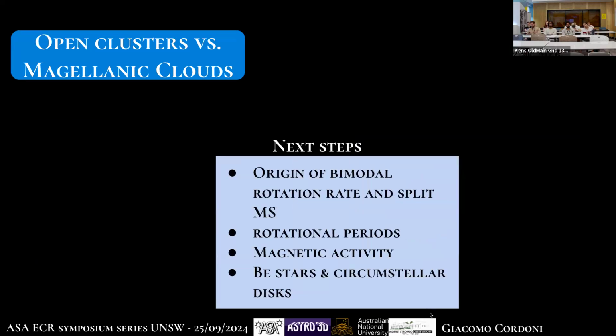So the next step would be to understand what is the origin of the bimodal rotation rate in Magellanic Cloud clusters. Maybe at some point we will have rotational periods for stars in Magellanic Cloud clusters. I don't know, we don't have them yet. We can use magnetic activity as a tracer for stellar rotation to understand if something is going on with rotation rates and spin down.